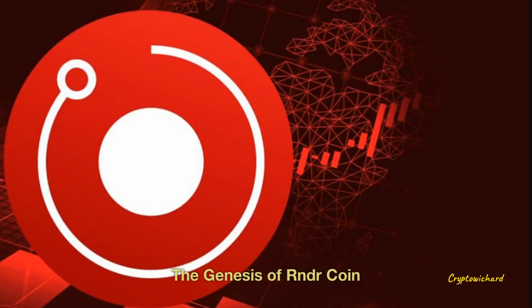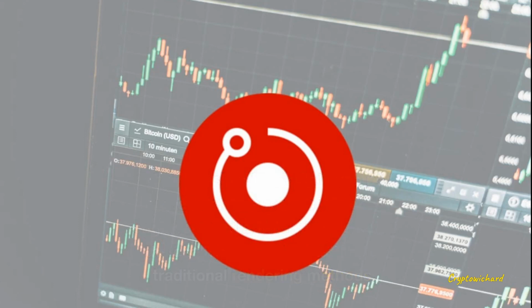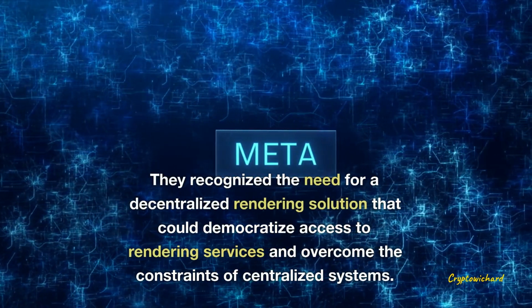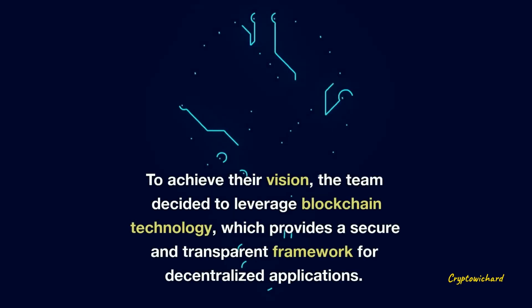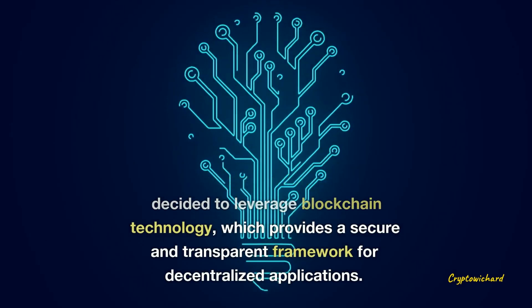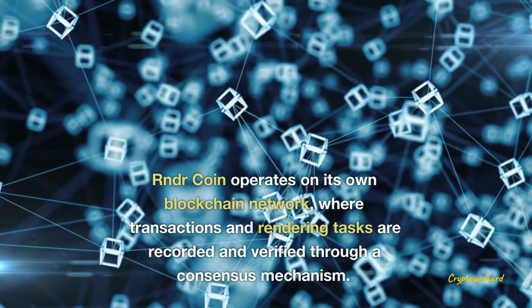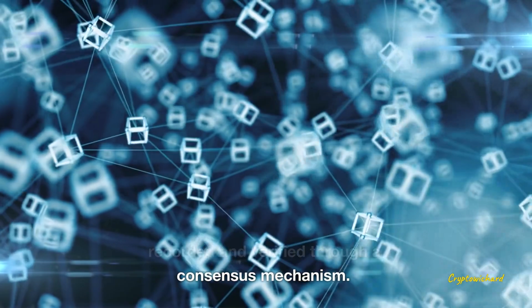The genesis of Rndr coin. The genesis of Rndr coin can be traced back to a team of visionary engineers and artists who identified the challenges and limitations of traditional rendering methods. They recognized the need for a decentralized rendering solution that could democratize access to rendering services and overcome the constraints of centralized systems. To achieve their vision, the team decided to leverage blockchain technology, which provides a secure and transparent framework for decentralized applications. Rndr coin operates on its own blockchain network, where transactions and rendering tasks are recorded and verified through a consensus mechanism.